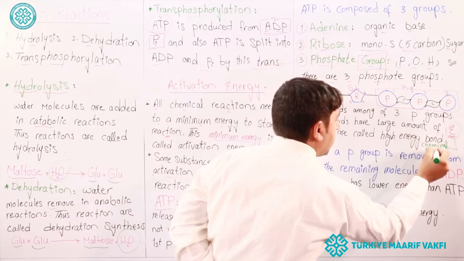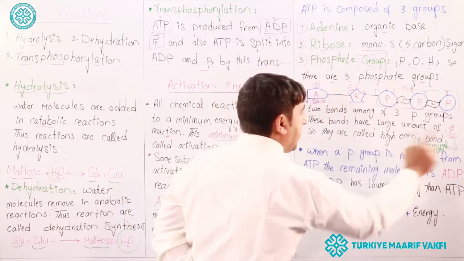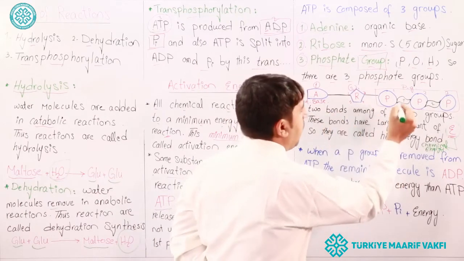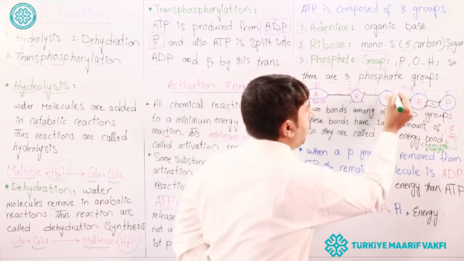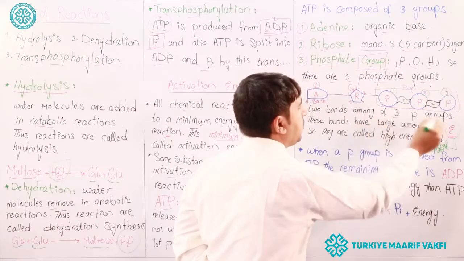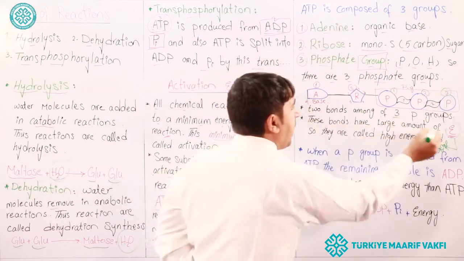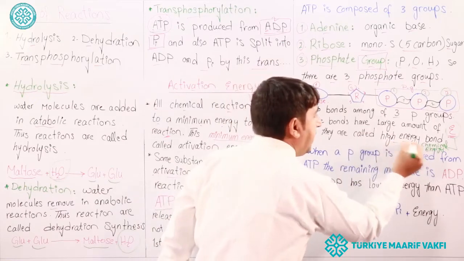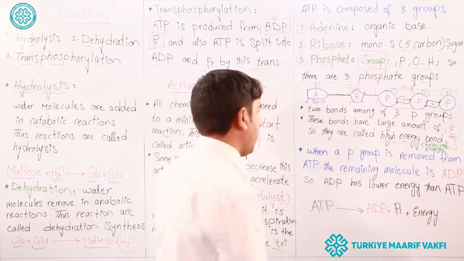Which type of energy do these bonds have? Chemical energy they have. So 2 bonds among the 3 phosphate groups, first phosphate group, second and third. Between these 3 phosphate groups we have 2 bonds. These bonds have a large amount of chemical energy, so they are called high energy bonds. These 2 bonds are high energy bonds.